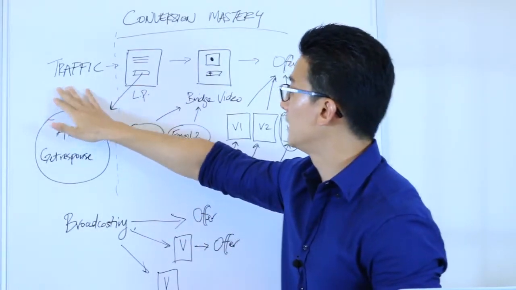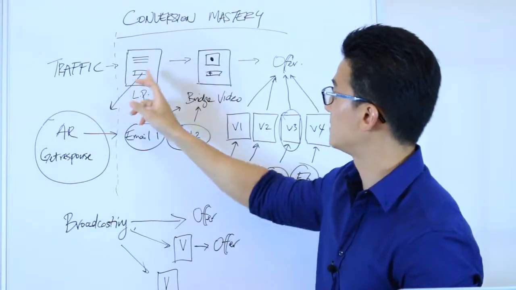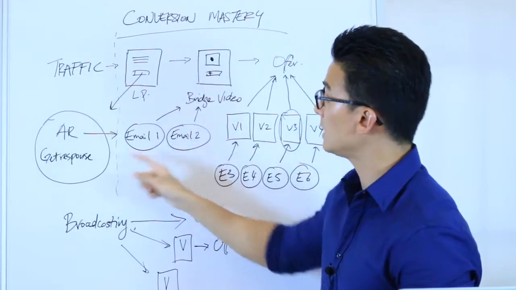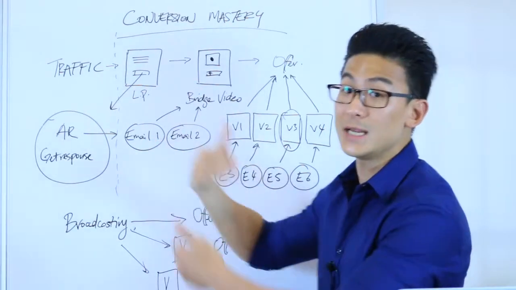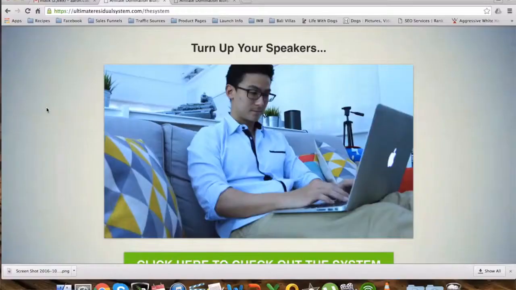Traffic comes in, they go to the landing page, they put their email inside, it gets registered on my autoresponder, it sends them straight to the bridge video. It also emails them email number 1, which relinks them back to the bridge video again. And if you look at my computer screen right now, this is basically what my bridge video looks like.